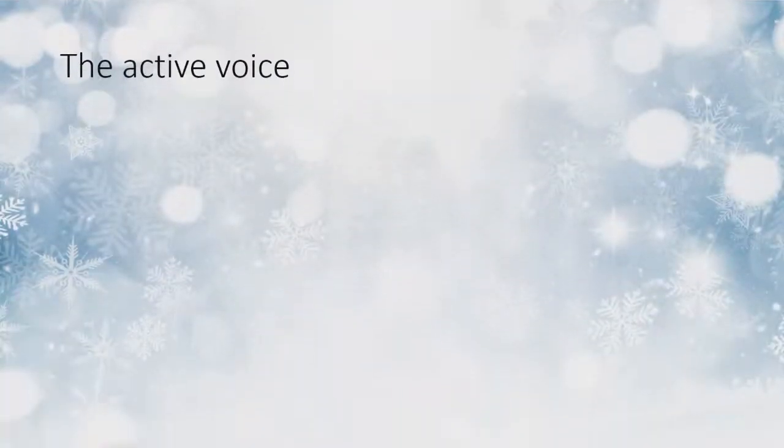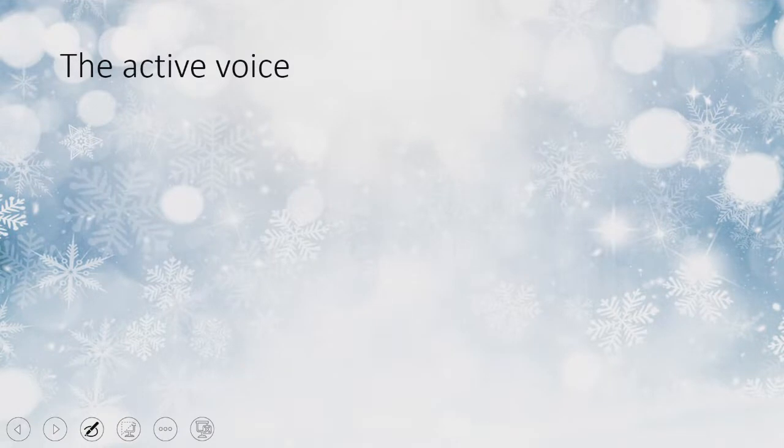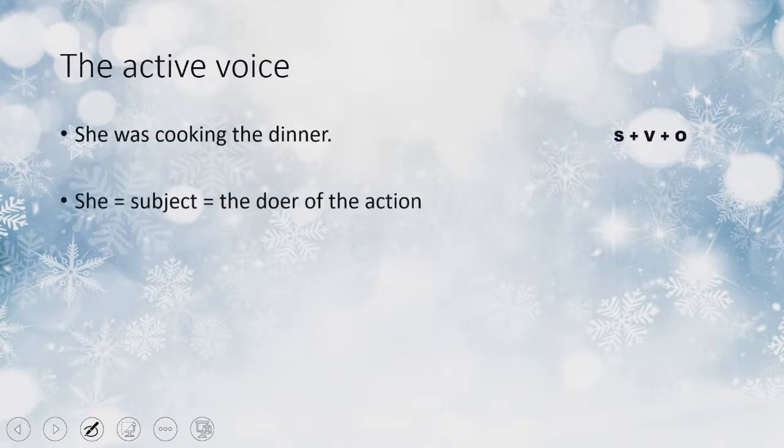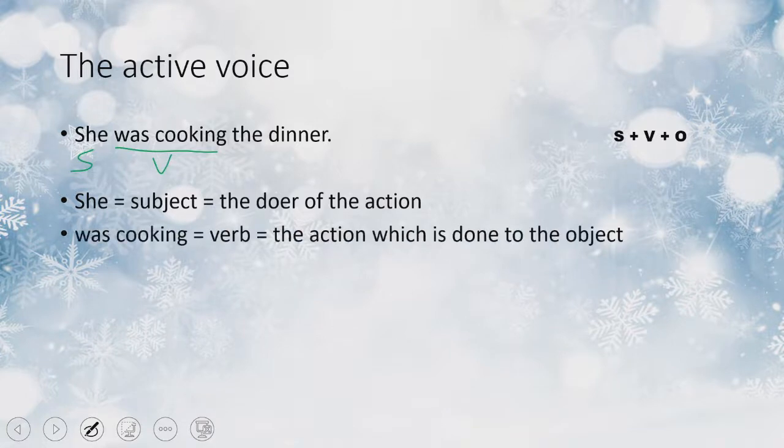She was cooking the dinner. She is the subject of the sentence and at the same time is the doer of the action. Was cooking is the verb and here the verb is conjugated in the past continuous or the past progressive. The dinner is the direct object.